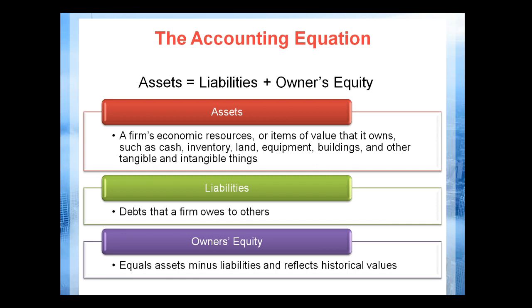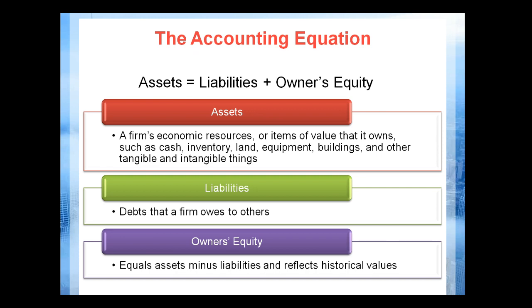Next is the accounting equation. Accounting has a very basic fundamental principle, and it's in front of you. It's the accounting equation. It means that all assets that an organization owns must equal the combination of their liabilities and the equity. The assets are what the organization owns and can control. That includes land, equipment, buildings, tangible and intangible things.